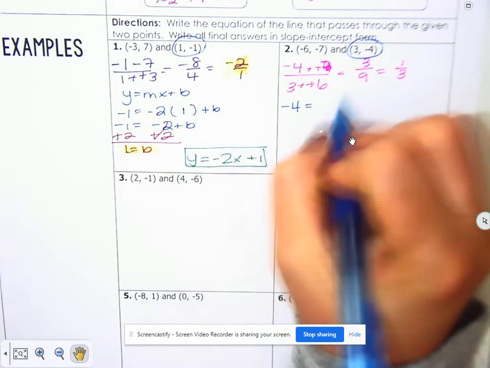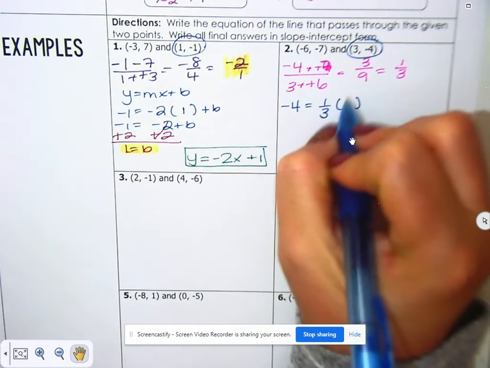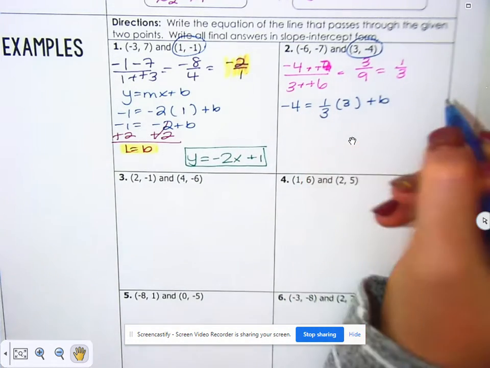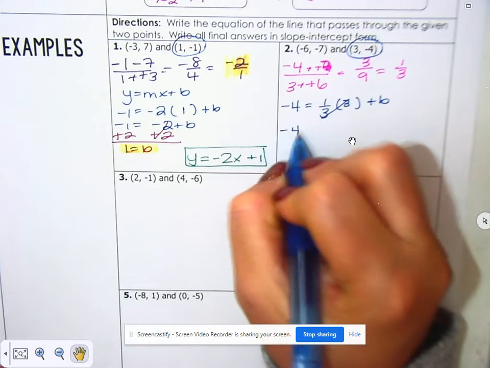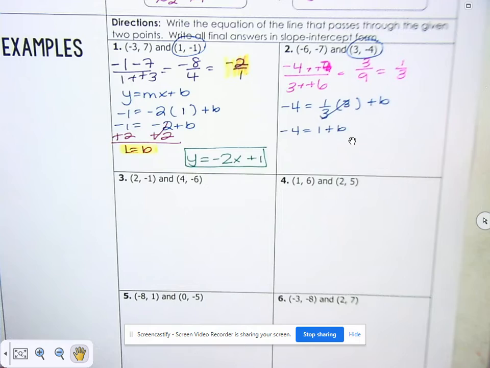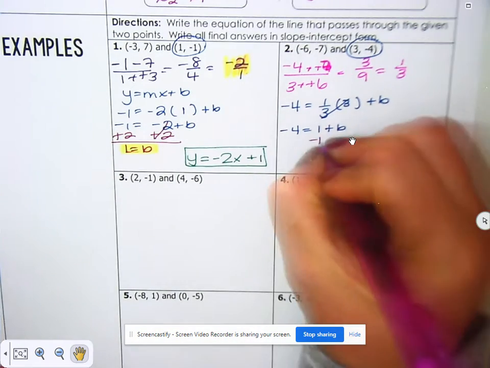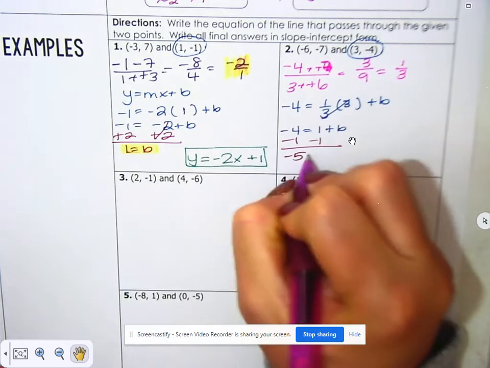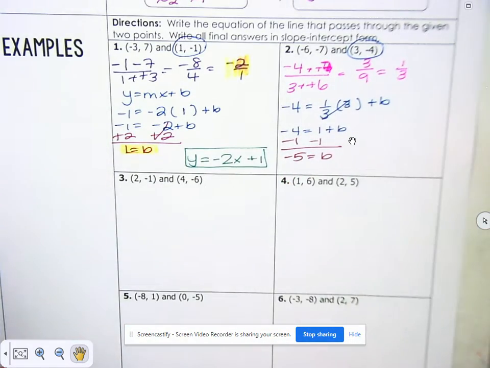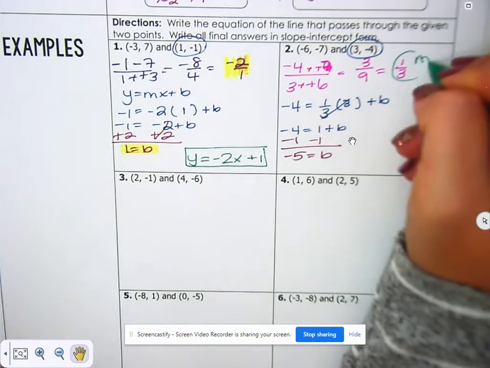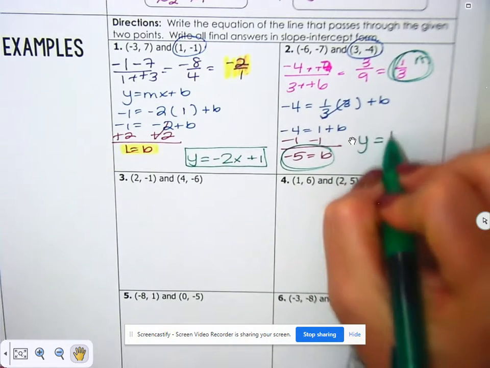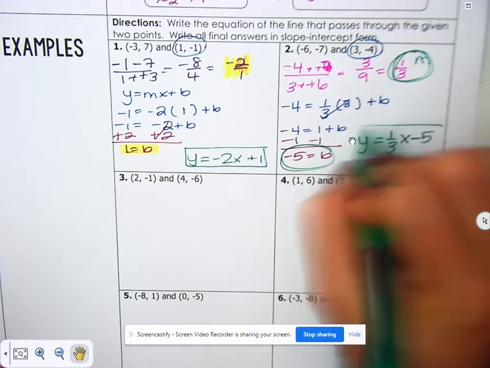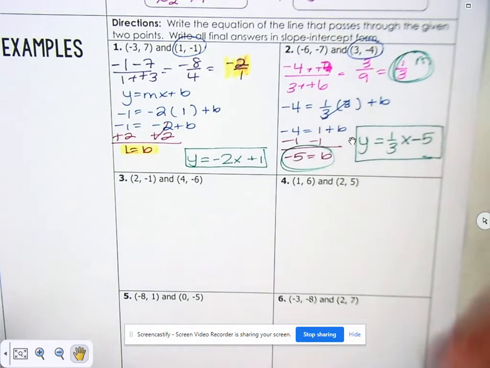So my y is negative 4. My slope is 1/3. My x is 3 plus b. And we're looking for b here. 3's cancel. So negative 4 equals 1 plus b. And we're going to solve. I'm going to subtract 1. So negative 5 equals b. And now I've got my m and my b. And I can write my equation. Y equals 1/3 x minus 5.